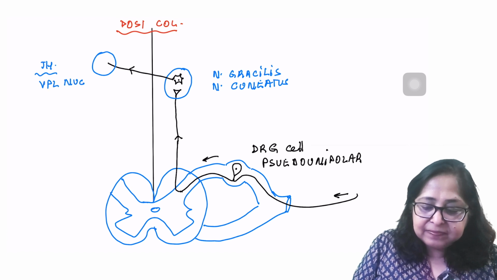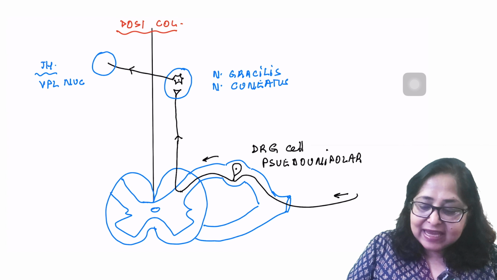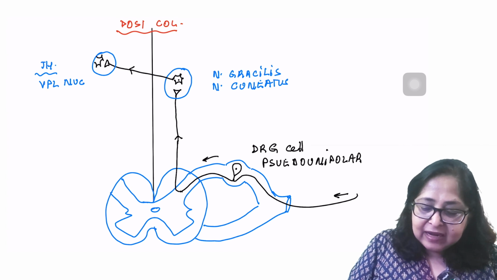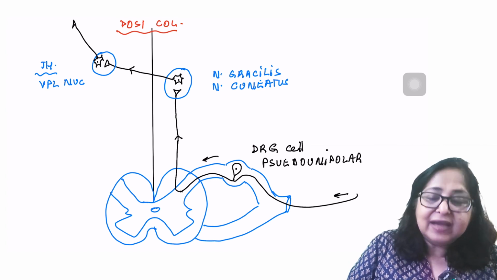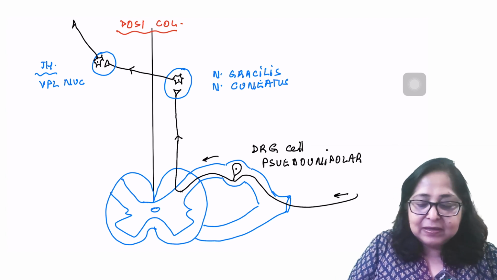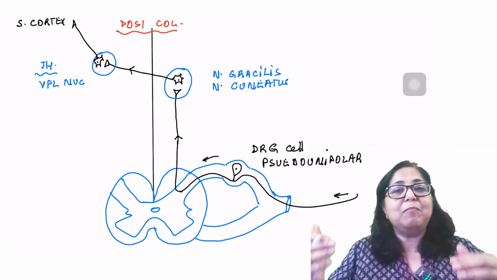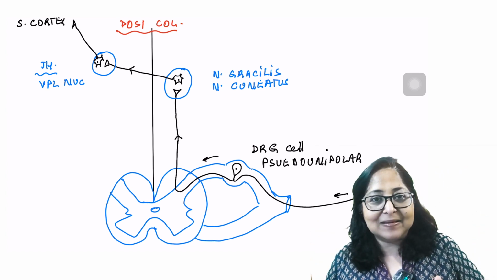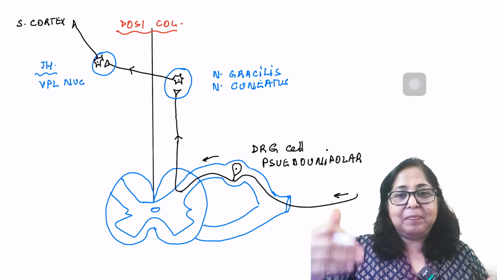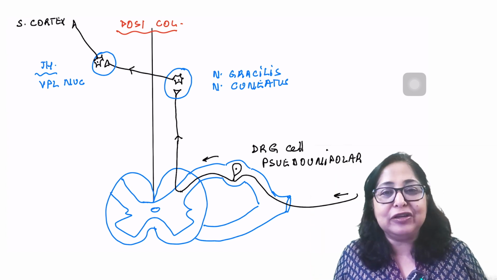Ventero-posterolateral nucleus. Here you have the second synapse, and the third neuron arises from the thalamus and goes up to the sensory cortex, which is the post-central gyrus. This is the path taken by the posterior column.